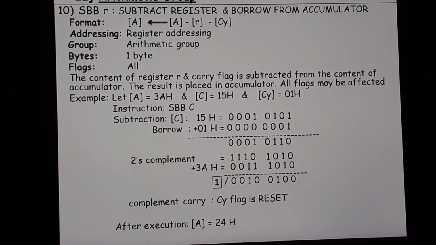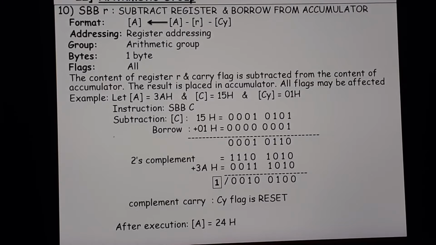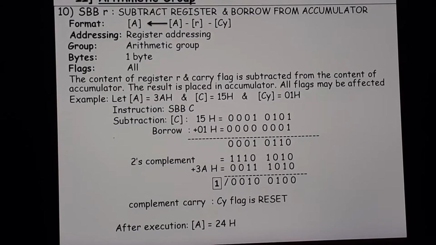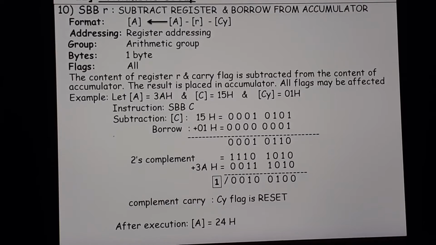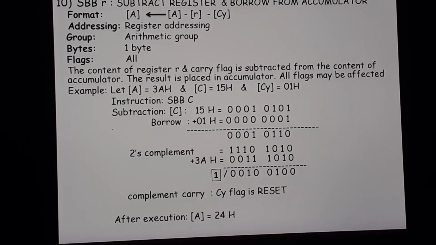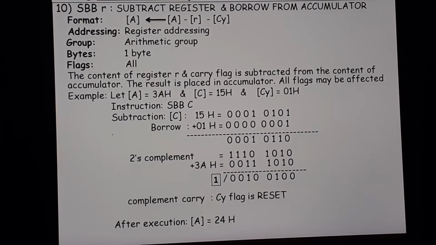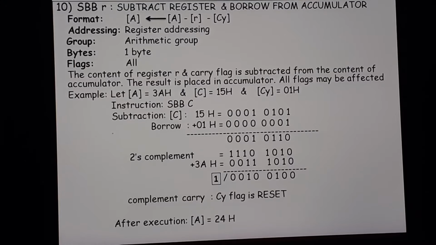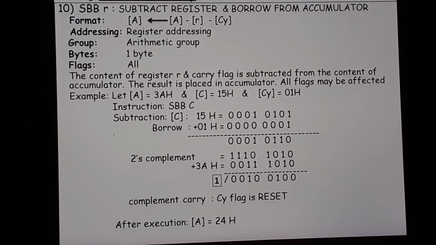See, in the format I have written A minus R minus CY. Why R? Because the instruction itself has R in it, which is nothing but the register. So it will subtract the register, and the carry flag also will be subtracted, from the accumulator, and the result is stored in the accumulator. The addressing mode is register addressing mode, the group is arithmetic group, bytes will be 1 byte, and the flags that will get affected are all in this particular instruction.